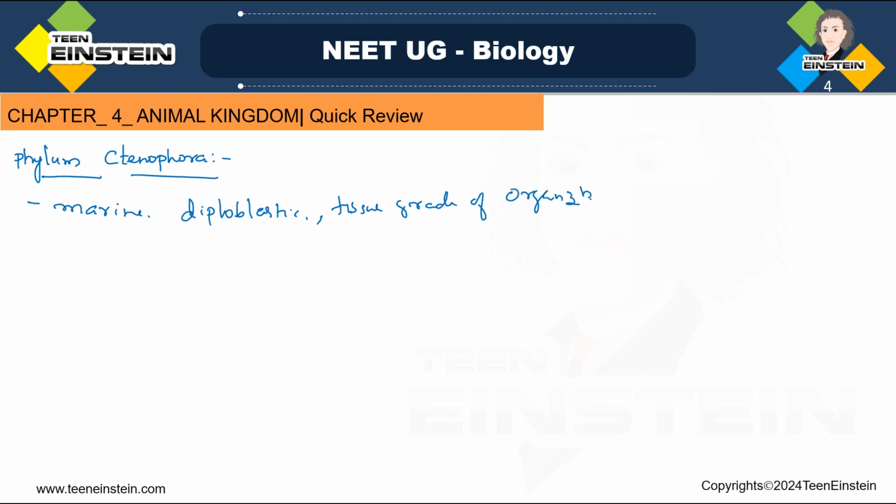Their body in phylum Ctenophora is very soft. They have a soft body, then a transparent body. It's soft, transparent, then gelatinous. And this gelatinous body has another property which is called bioluminescence. Bioluminescence is their property. In phylum Ctenophora, you can see bioluminescence in the gelatinous and transparent body of the organisms.